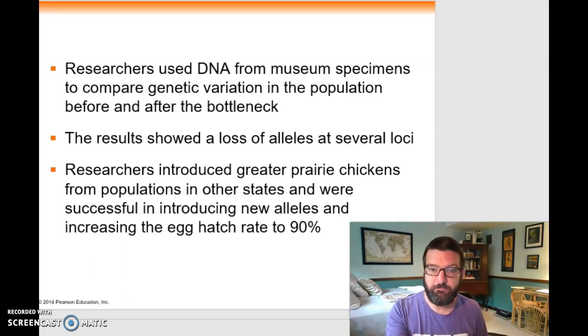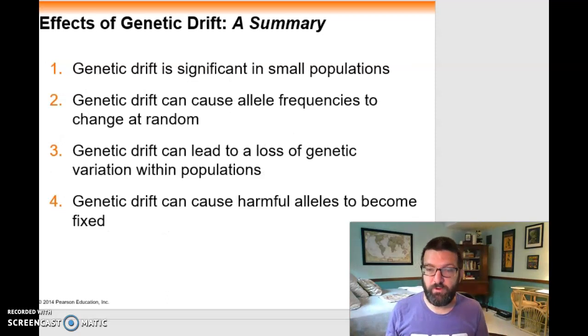And this was sort of a big example of a success in conservation biology using our knowledge of bottlenecks and genetic diversity. So as a quick summary, genetic drift is significant primarily in small populations. It can cause allele frequencies to change at random. That can lead to a loss of genetic diversity, and sometimes harmful alleles can become fixed in the population because you've lost all other possible alleles.